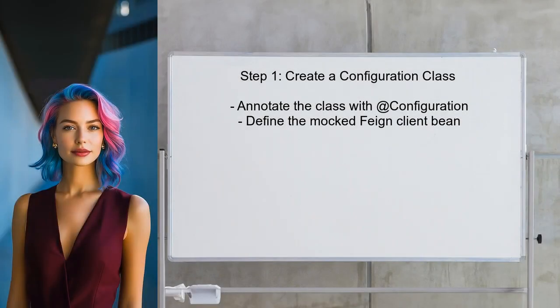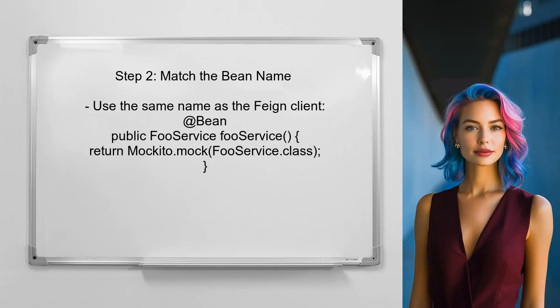To override the FeignClient bean for testing, the user should ensure that the mocked version is defined in a configuration class. This class should be annotated with @Configuration. Next, the user needs to ensure that the name of the mocked bean matches the name of the original FeignClient. This is crucial for Spring to replace the original bean with the mocked one.